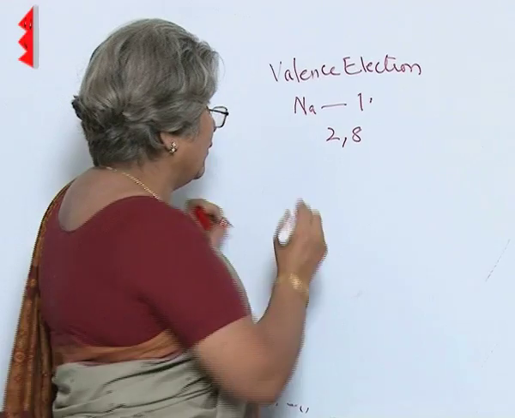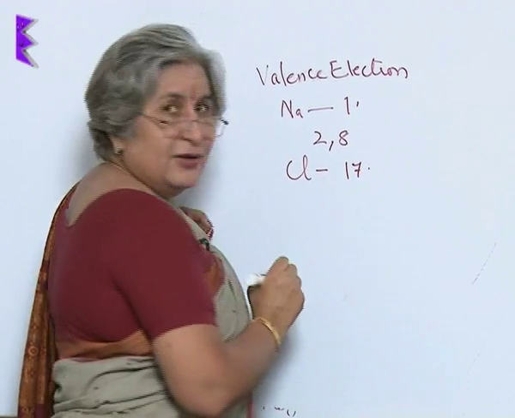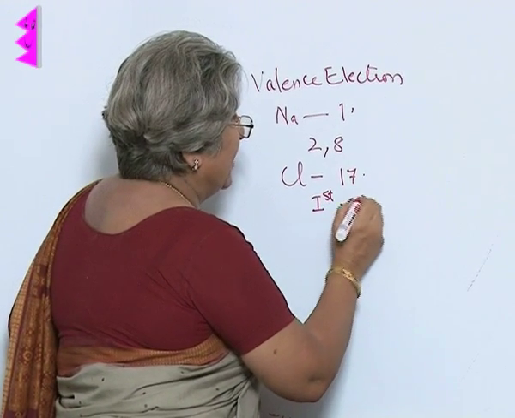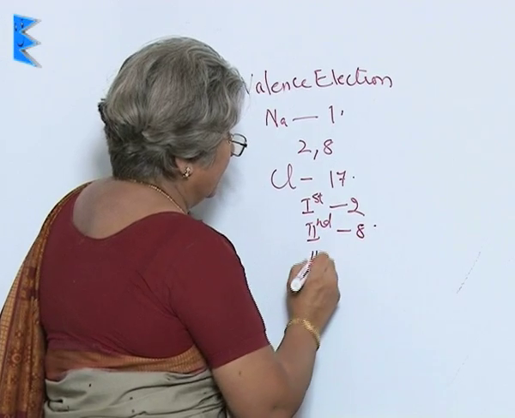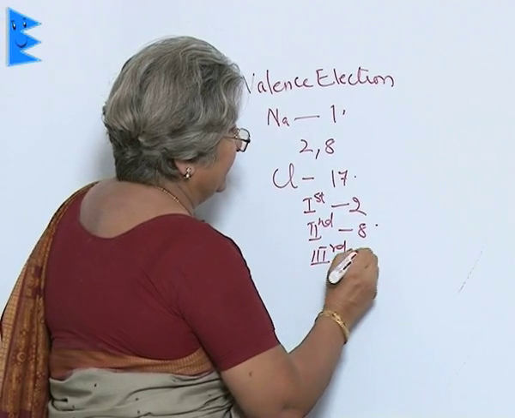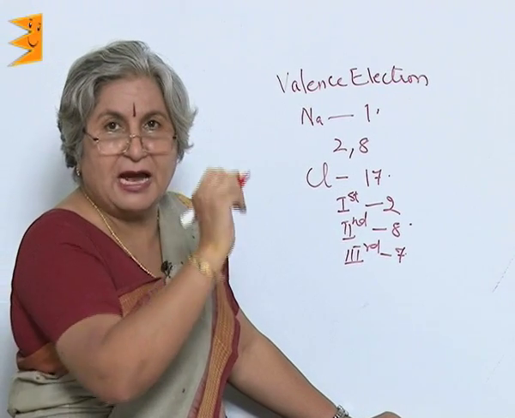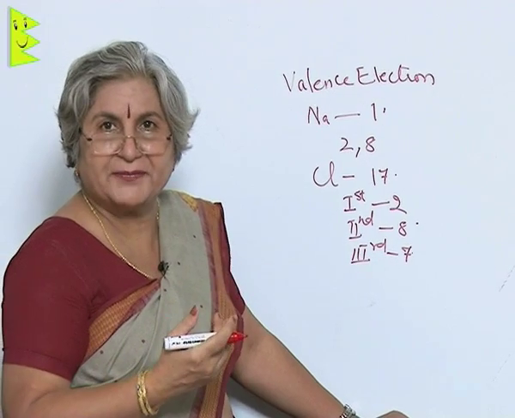In the case of chlorine, the number of electrons is 17. So, the arrangement is first shell 2 electrons, second 8, third 7. So, the number of electrons in the outermost shell is 7. So, it can gain 1.